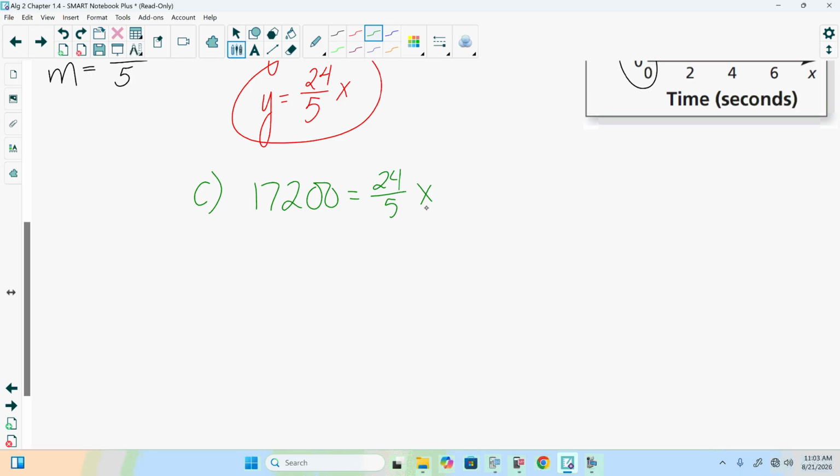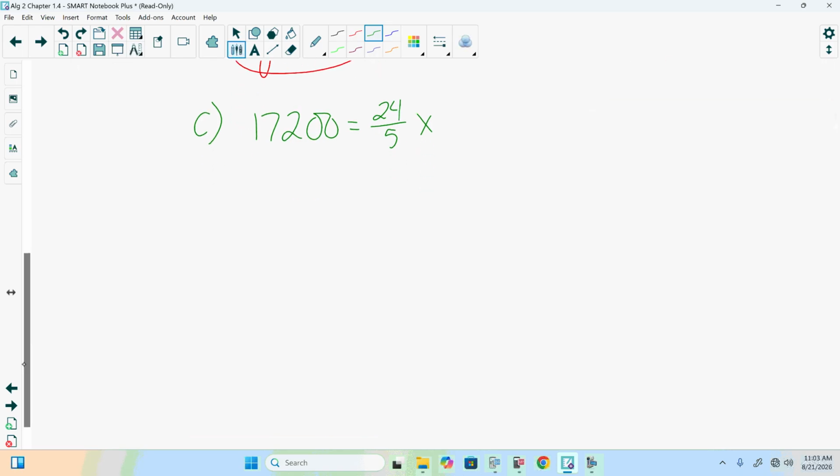We're trying to figure out how long it takes. So we need to figure out the value of x. So we need to get x by itself, yes? 24 fifths and x. Are they being added, subtracted, multiplied, or divided? Multiplied. 24 fifths is being multiplied by the x. So we're multiplying them together. So to undo that, we would divide. So we would divide both sides by 24 fifths.